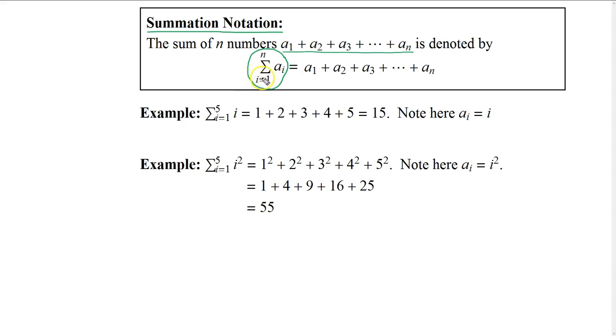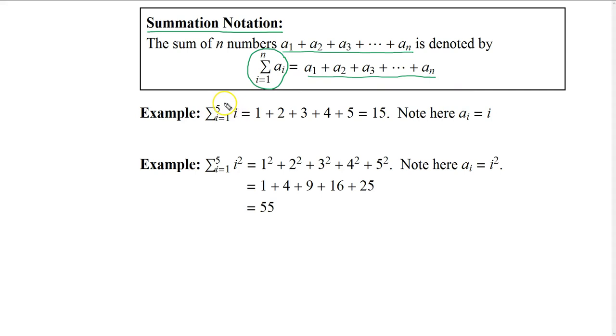So the i right here is what we call an indexing variable, and this notation means that i varies from 1 to n in increments of 1. So i would be 1, 2, 3, 4 out to n. And so this notation here means just a1 plus a2 plus a3 all the way out to an.